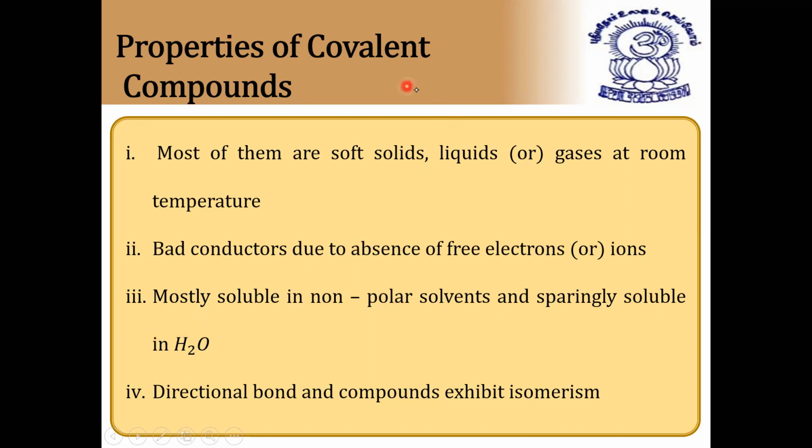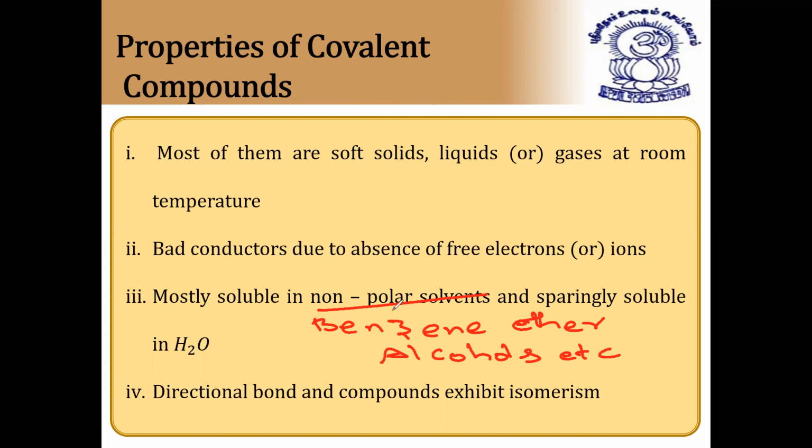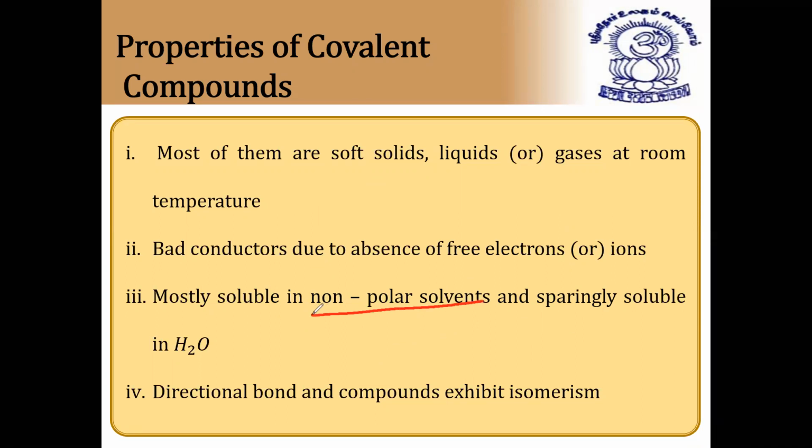What are the non-polar solvents we have? Like benzene, ether, alcohol, etc. So non-polar solvents here, I'm writing and underlining this. They are nothing but benzene, ether, alcohols, etc. These are nothing but alkaline compounds. So these are all called non-polar solvents. So all covalent compounds will dissolve in non-polar solvents such as benzene, ether, alcohols, etc. I hope it is clear. So they are soluble in non-polar solvents. Here I'm underlining non-polar solvents, very important.